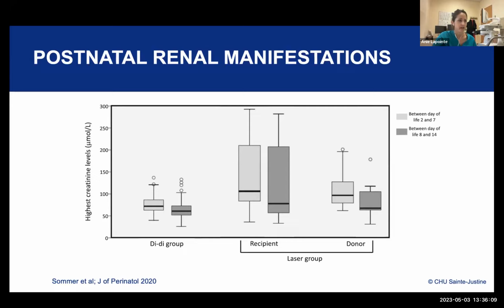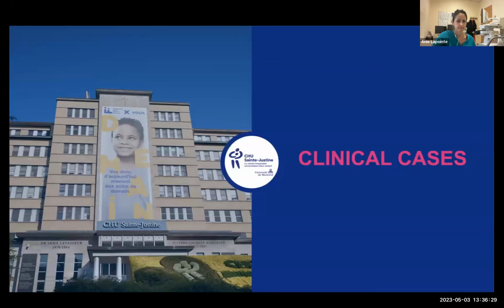Activation of the RAS in the donor, and a paradoxical increase of the RAS by the transfer from the donor to the recipient, cause hypertensive microangiopathic changes and loss in density of proximal tubules. Okay, that was the first part of the presentation.